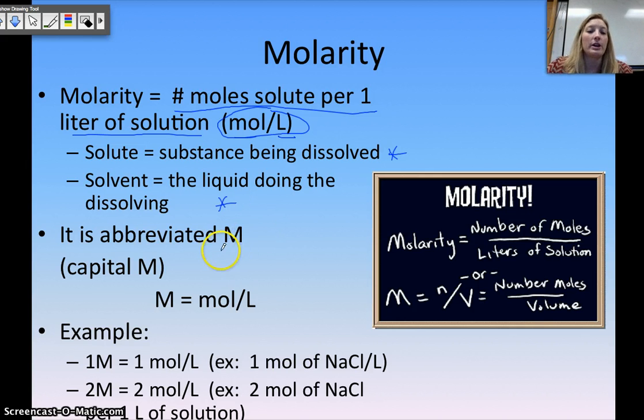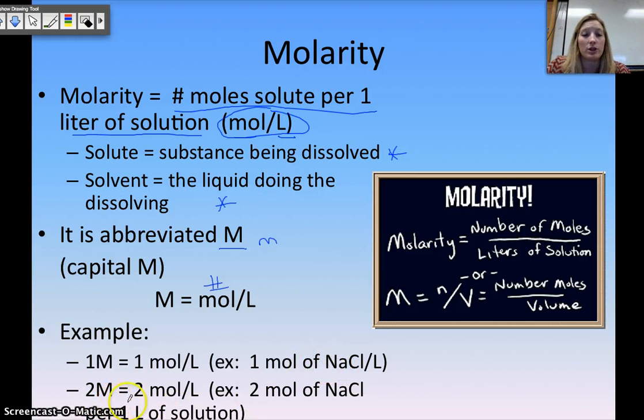So again, molarity is abbreviated capital M. Please make sure that you're using a capital M. Don't get this confused with a small m, because small m means something different. So capital M is equal to the number of moles per 1 liter. For example, if we have a 1 molar solution, that means we have 1 mole of dissolved stuff in 1 liter of solution. So it would be like taking 1 mole of sodium chloride, which would be 58 grams of sodium chloride, and pouring it into 1 liter of solution, stirring it up.